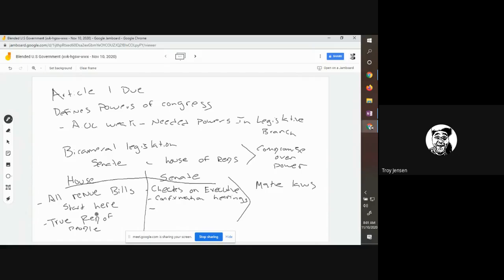Okay. As well, in the Senate, the president of the Senate is the VP, the Vice President of the United States. To be a senator, you're not really a representative of the people, but you're really a representative of the state.